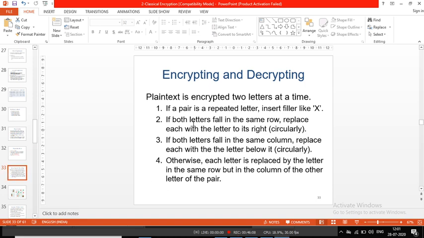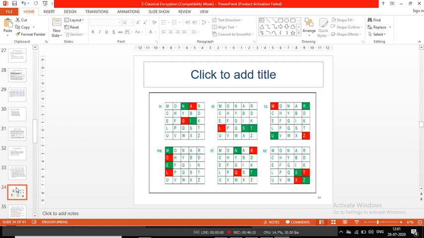Now, another rule: if both letters fall in the same row, replace each letter with the letter to its right. I can explain with this example. What are the first two letters in our "instruments"? I-N. Take that I and N. Here in our matrix, I is here and N is here.